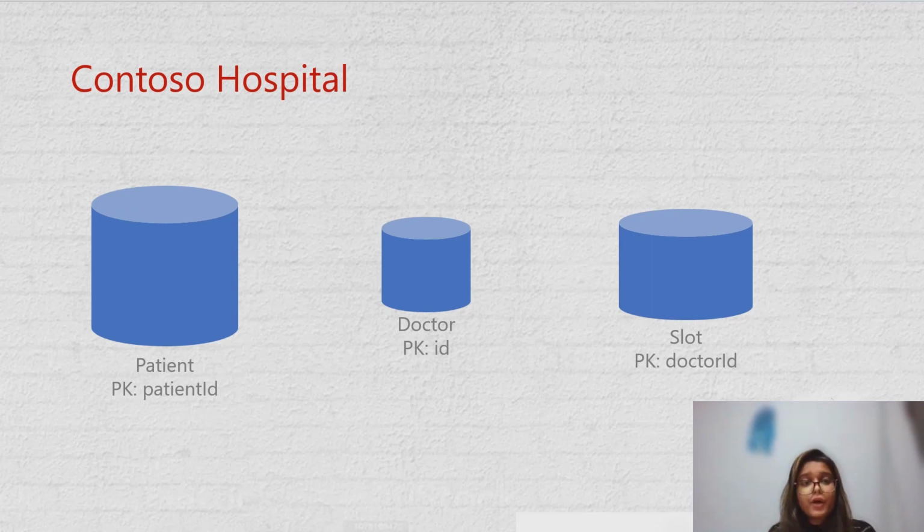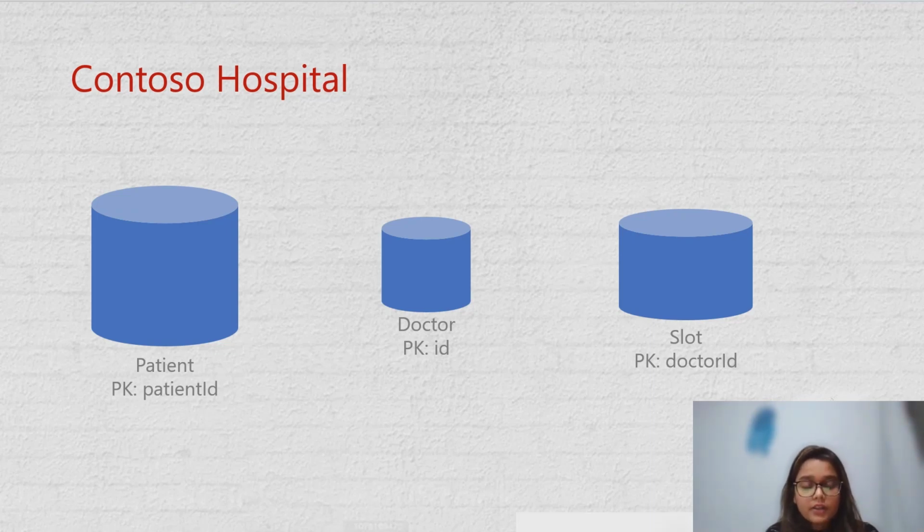So this is what our Contoso Hospital schema looks like. We have a patient container which has the partition key patient ID. It has two types of documents, the prescription document and the patient document. Then we have the doctor container, which contains information about the doctors. It is a very small container which contains data of all the doctors in the hospital, and its partition key is ID. So essentially, all the documents in the doctor container are going to reside on a single physical partition.